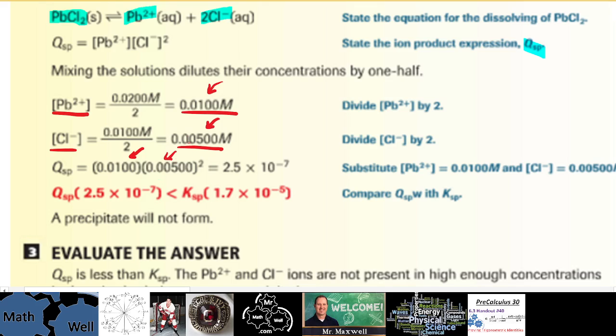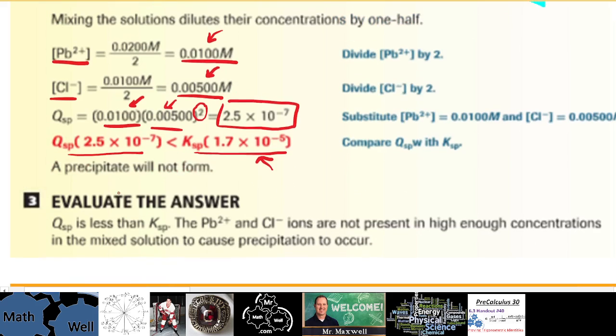You do not just randomly multiply this by 2. We're not solving for x. You use exactly what you're given, and you multiply them together according to the Ksp expression, which would include the squared there. So we multiply these, and we get our trial Ksp, or experimental ion product. Then you compare your trial Ksp with the published Ksp. This is the one from the textbook right here.